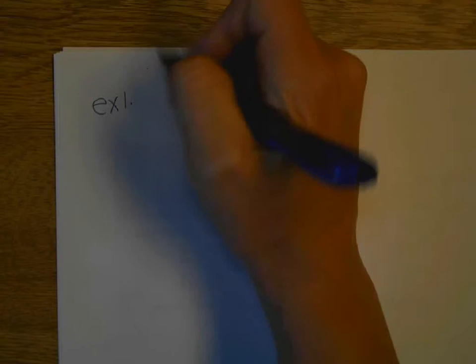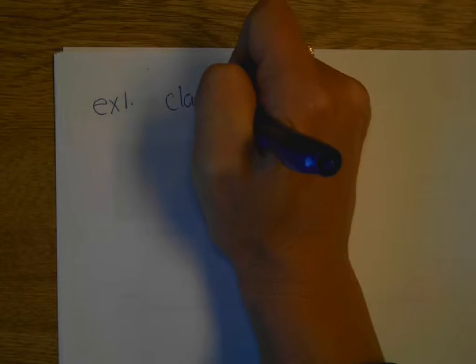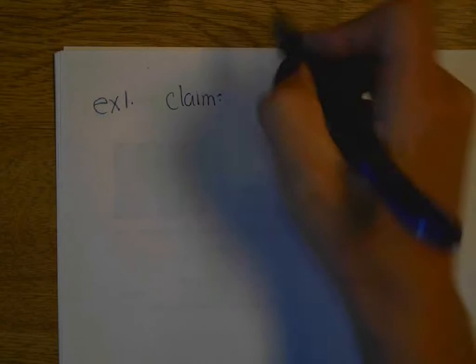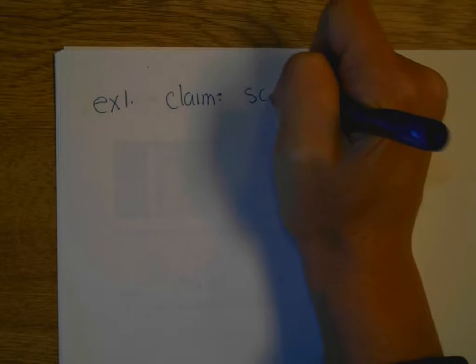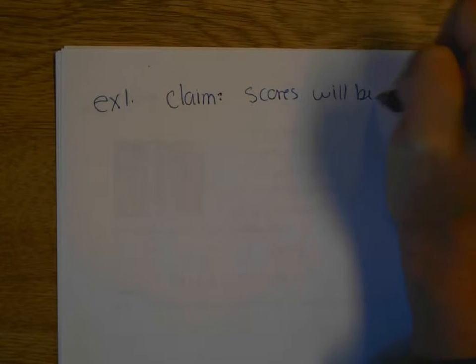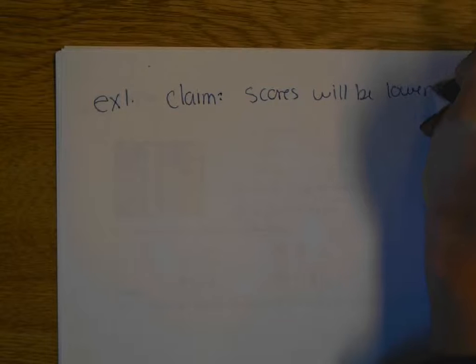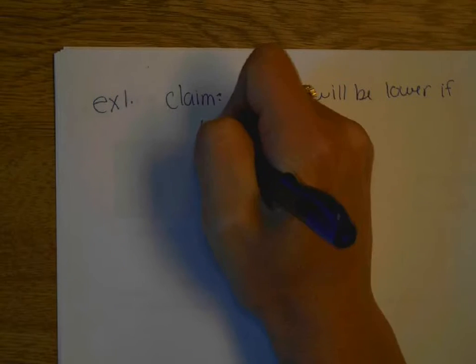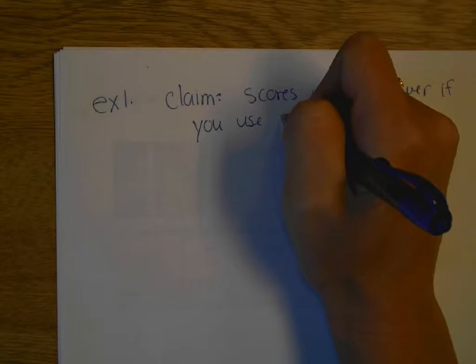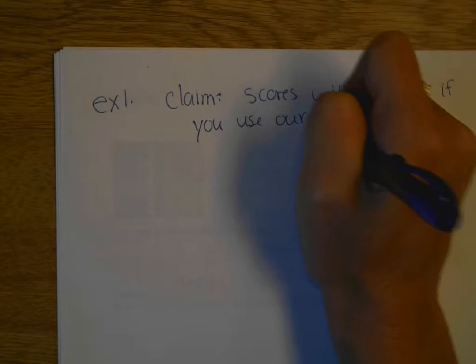So example 1. The golf club manufacturer claims that golfers can lower their scores by using the manufacturer's newly designed clubs. So their claim is that the scores will be lower if you use our golf clubs.